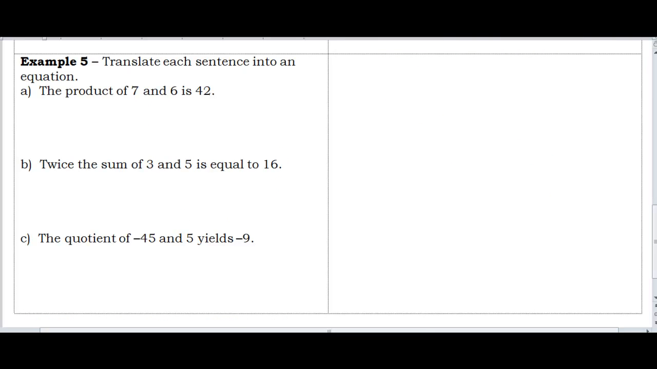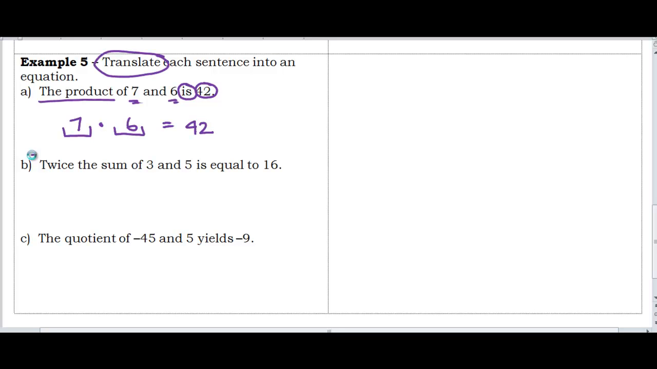And my approach has always been, make it small. Don't do the whole thing at once. So, the product, what does that mean? You're going to multiply two things. And who are the two things you're multiplying? 7 and 6. What does the word is translate to? And real tough, what does 42 translate to? 42. Or Jackie Robinson's number.